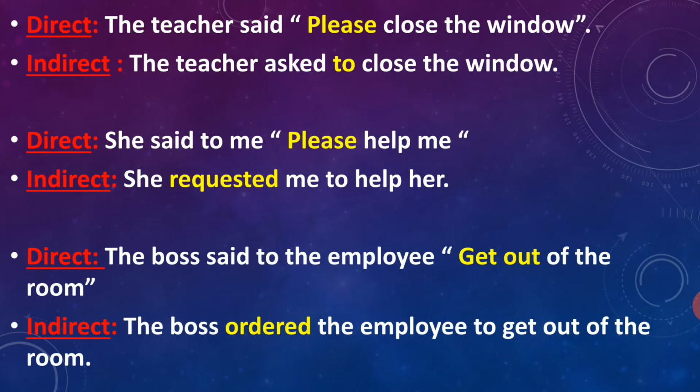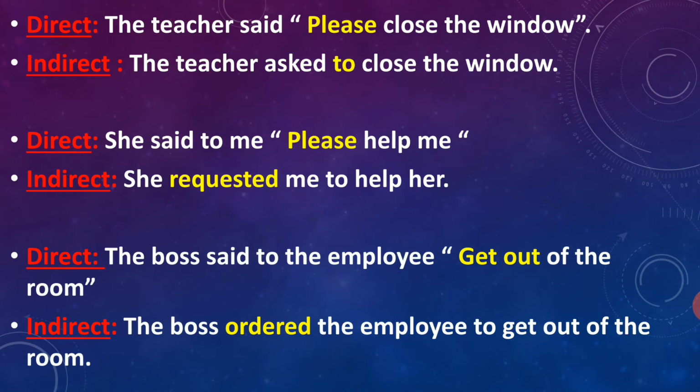So here are some examples of positive imperative sentences. The teacher said, please close the window. You can see the word please. So that is the mood of the speaker. If you're saying please, then we are requesting. But as it is a teacher, we can't say that they are requesting because we don't use the word request for teachers, right? So we will say it as, the teacher asked to close the window.